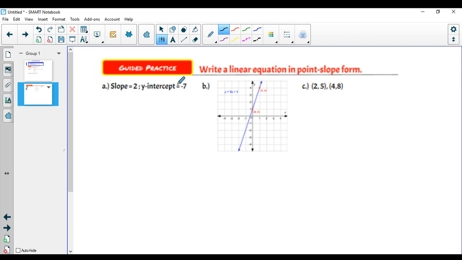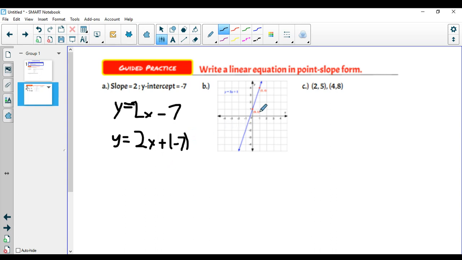In this example, I gave you the slope and the y-intercept, so you don't have to solve anything. You're just going to write y equals the slope, which is 2. So that's going to be 2x. And then the y-intercept is negative 7. So that's going to be minus 7. Or if you wanted, you could write that as plus a negative 7. So I could write y equals 2x plus negative 7. Either way is fine.